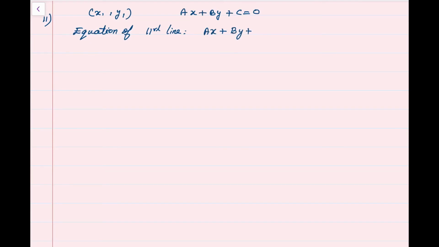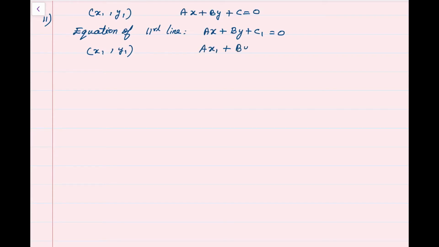Question 11. Prove that the line through the point (x1, y1) and parallel to the line ax plus by plus c equal to 0 is a times (x minus x1) plus b times (y minus y1) equal to 0. We will write the equation of the parallel line. We know that only the constant terms will be different: ax plus by plus c1 equal to 0. Now, this line passes through (x1, y1). Let us substitute this point.